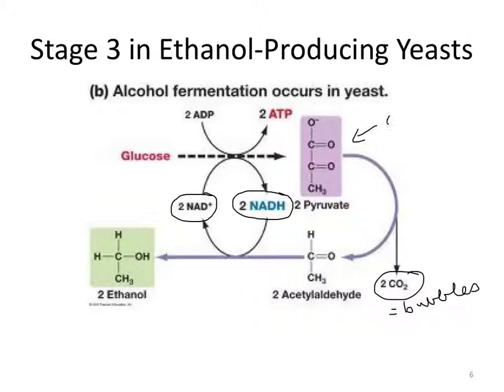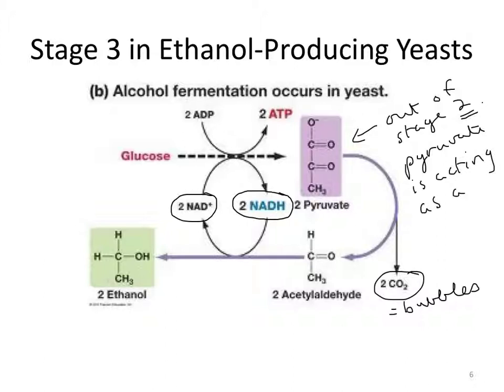So pyruvate came out of stage 2, right? That's where we left off in those earlier discussions of stages 1 and 2. The pyruvate is acting as an electron acceptor. Remember that biochemically speaking, fermentation means that you basically have the same molecule acting as the electron donor and the electron acceptor. Glucose is the donor in these organisms when they're fermenting, and pyruvate is the acceptor. Because all those carbons in pyruvate actually came from glucose, functionally speaking, these are the same molecules here.